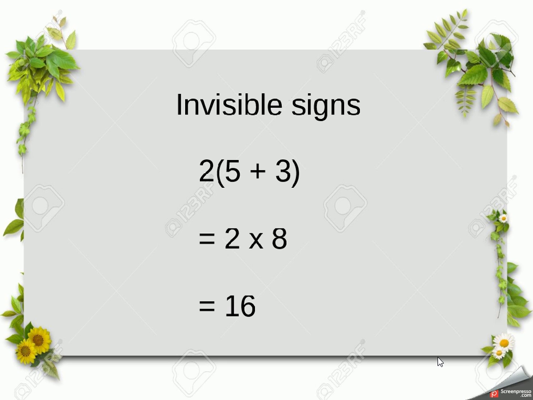So I do the 5 add 3 to give 8. Remember, do what's in the brackets first, and then I multiply it by 2. 2 times 8 gives me 16. People might make the mistake of thinking we just put the 2 next to whatever's in the brackets, giving 28, but it actually means 2 times the 8.